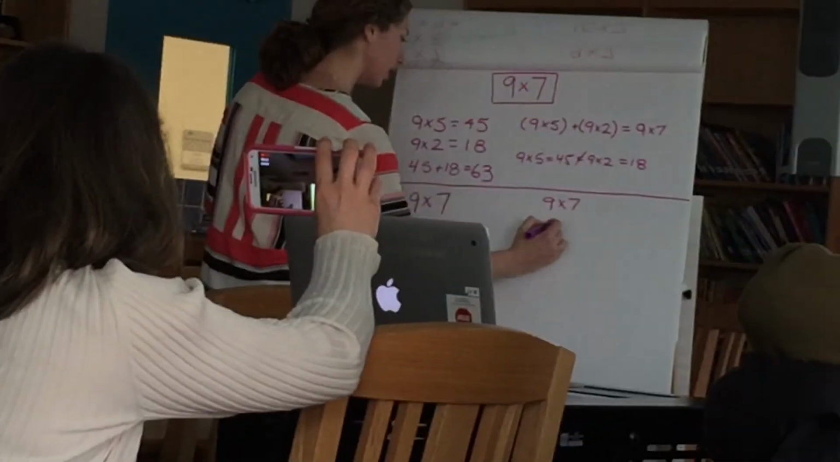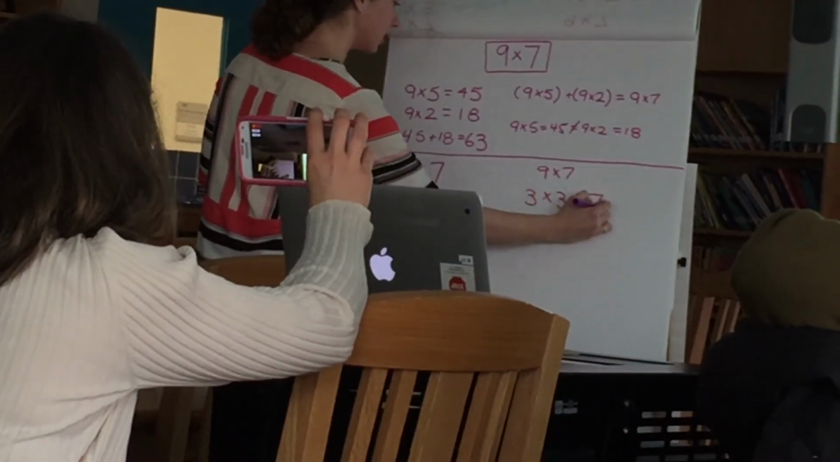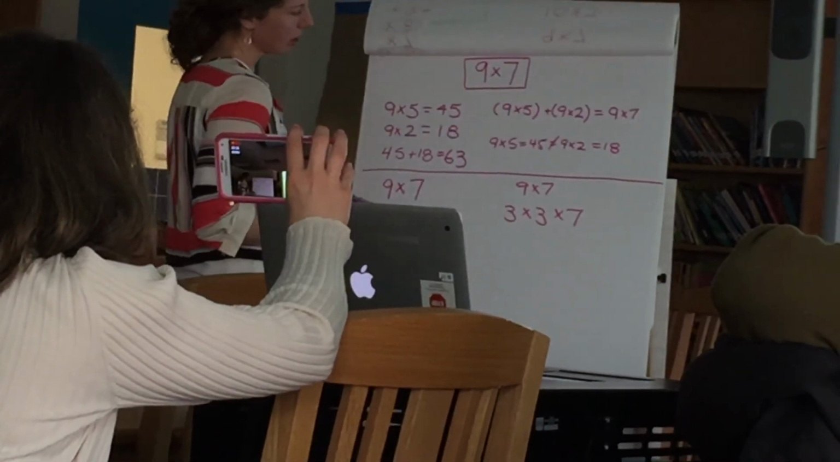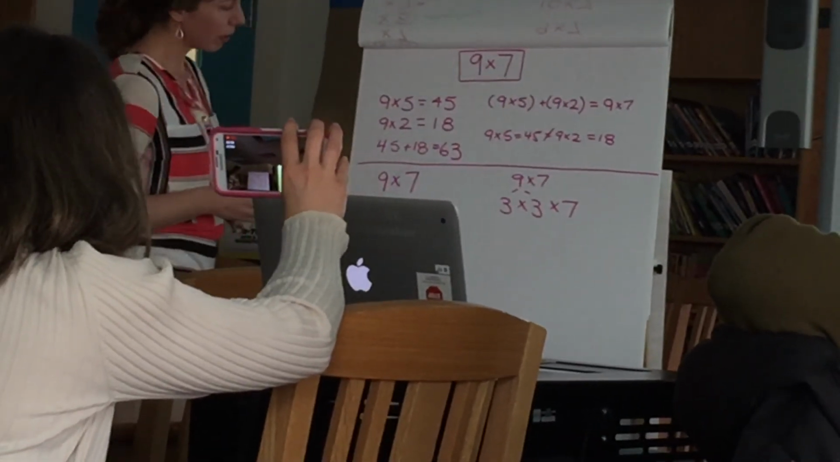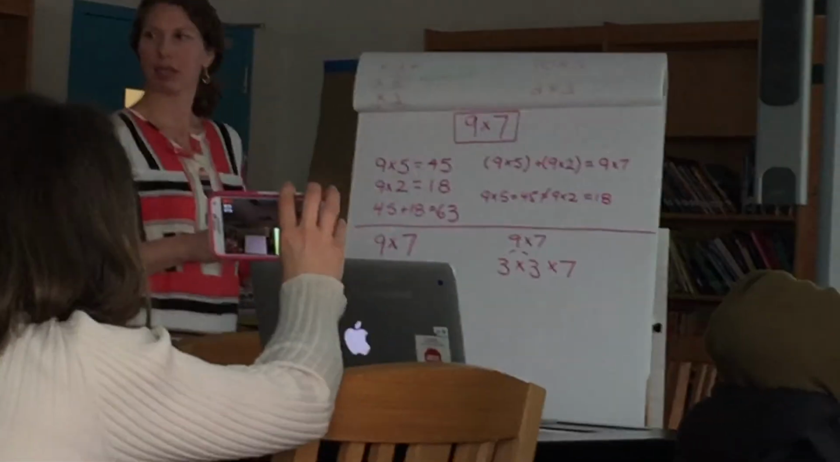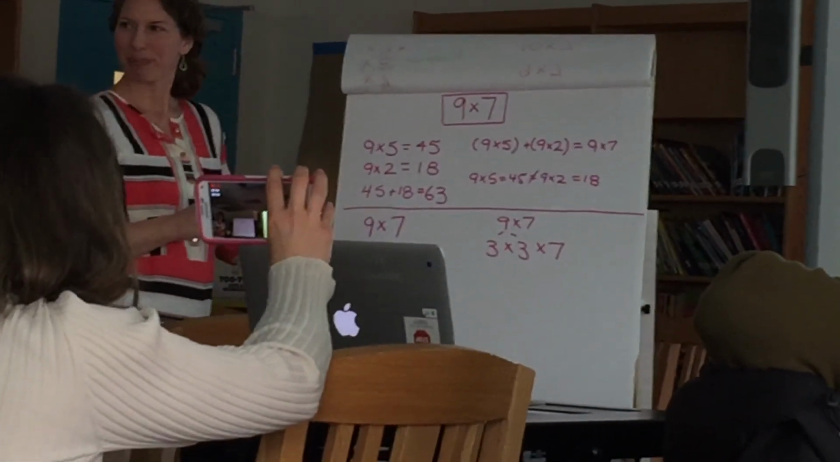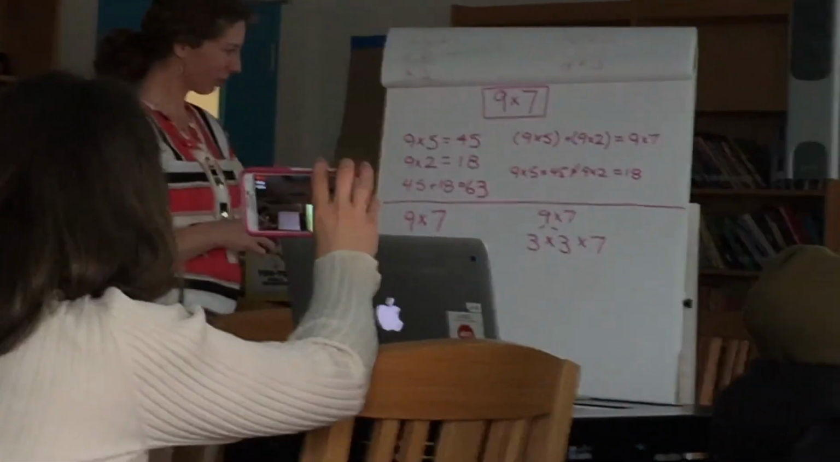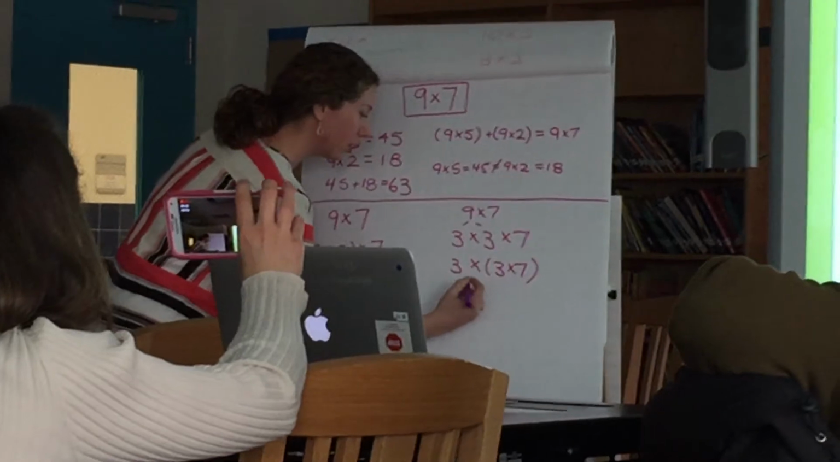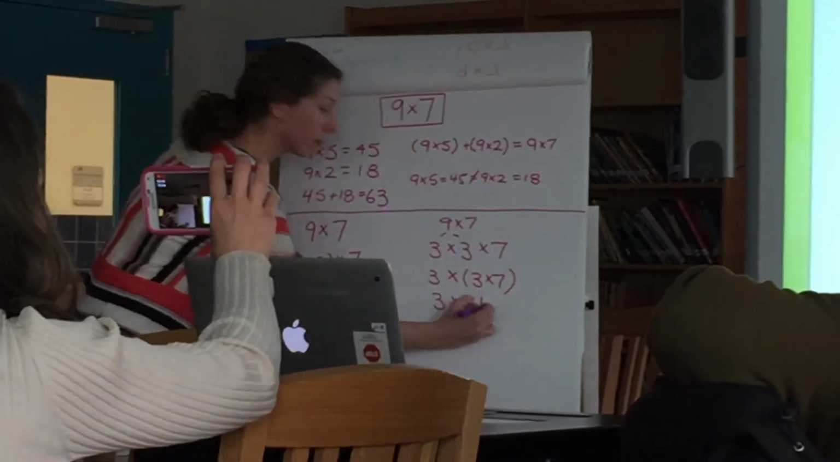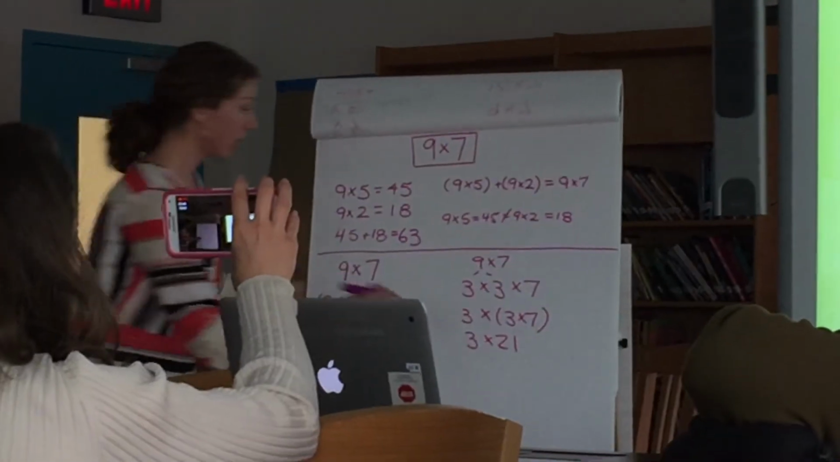I know 9 is 3 times 3 times 7. And then you were factoring out the 9. Right. And now you're thinking about how this will make my work easier. Well, they probably will know 3 times 7. So now you want to associate my 3 times 7. So you've changed this into 3 times 21. Right. And that would be easier.